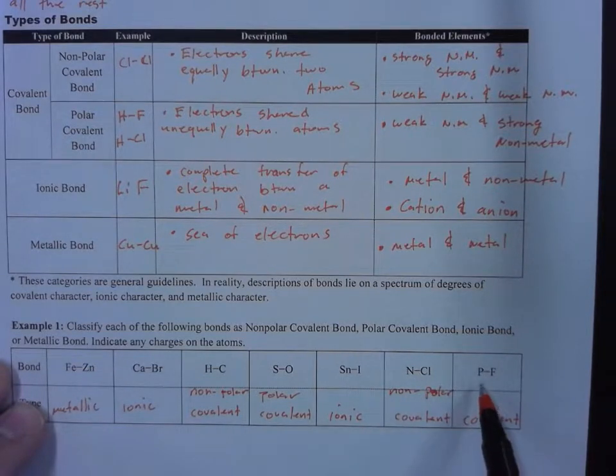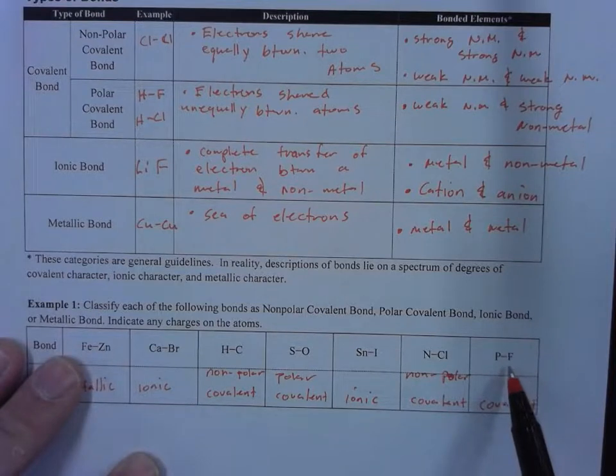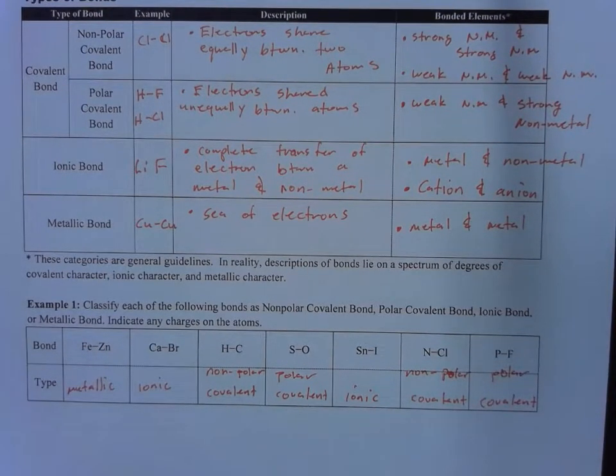Okay, in this case we got phosphorus and fluorine. Well, phosphorus is not one of the strong nonmetals, but fluorine is. So in this case we're going to say it's polar. That concludes part 2 of the notes.